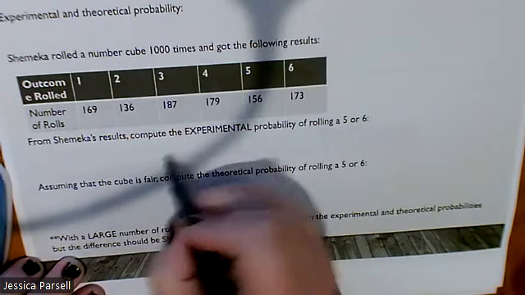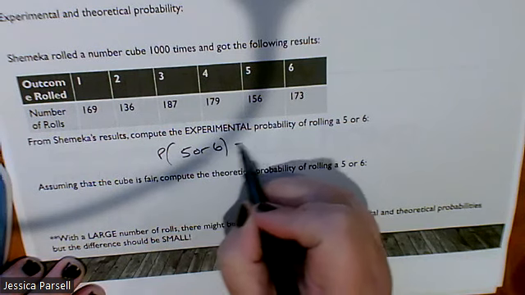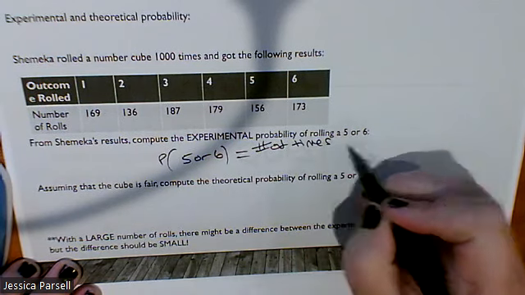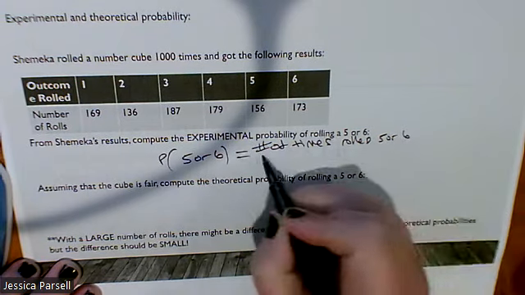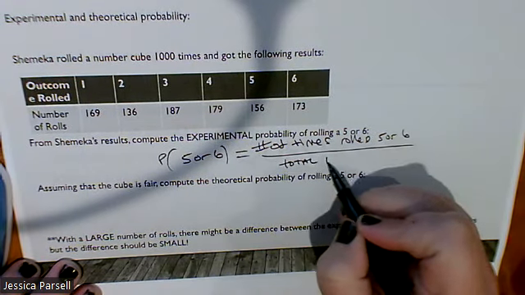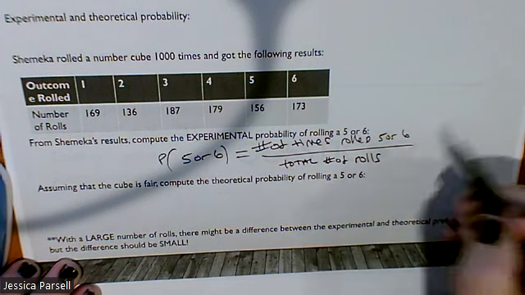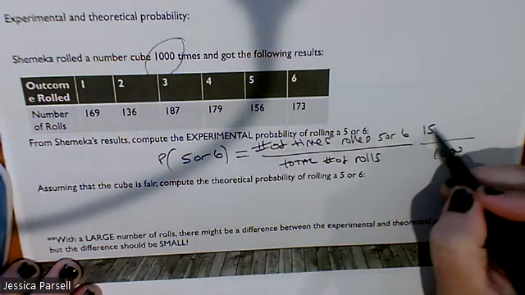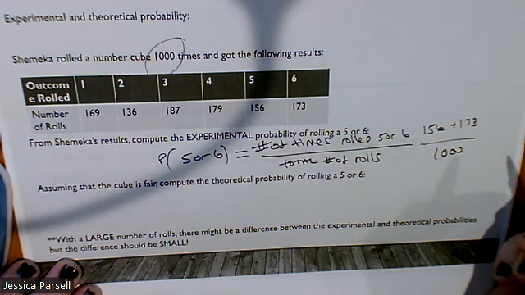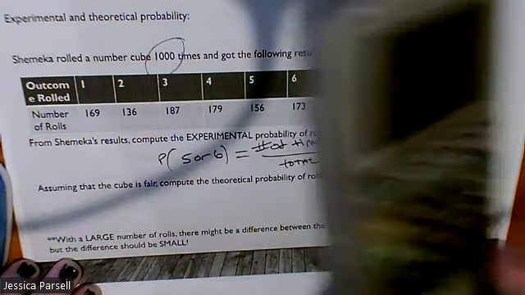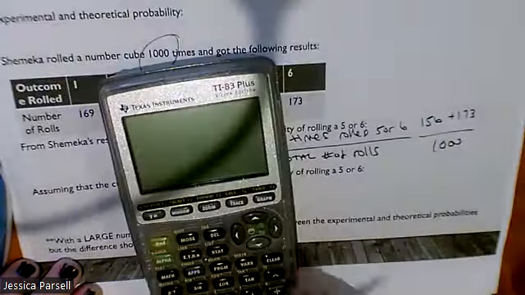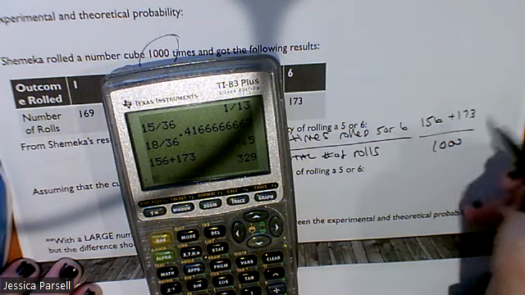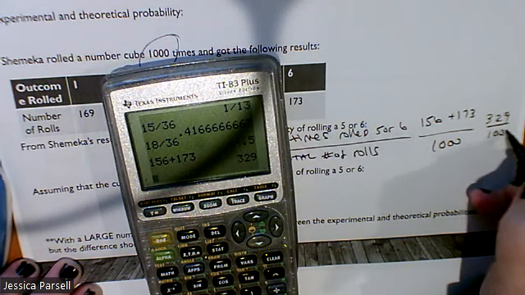Okay, so we know that the probability of rolling a 5 or a 6 is going to be the number of times we rolled a 5 or a 6 over the total number of rolls. Well, we know the total number of rolls: Shamika rolled it 1,000 times. And she rolled a 5 156 times and a 6 173 times. So if we add those together, let's see what our numerator would be. Sorry about the glare here. Oopsie, calculator is dead. 156 plus 173. Okay, we get 329 over 1,000.